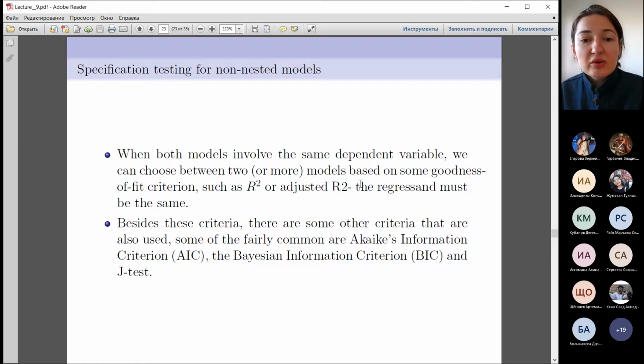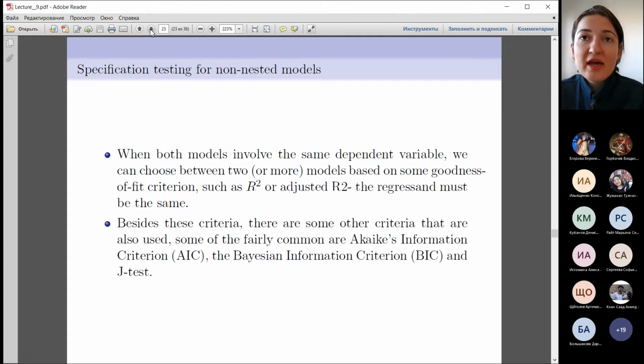The basic ones are R squared or adjusted R squared for multiple regression models, yeah? You know them, but we can also use some other criteria. For example, we can use Akaike's information criterion, the Bayesian information criterion, and the J-test. So now let's discuss the criteria that we can use not only for nested, but also for non-nested models.